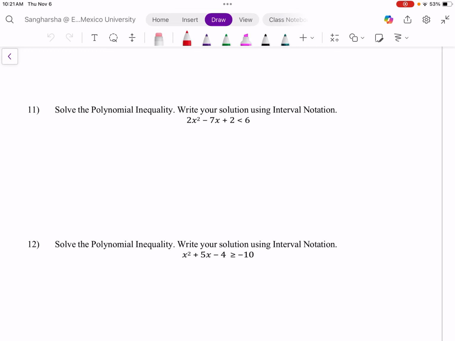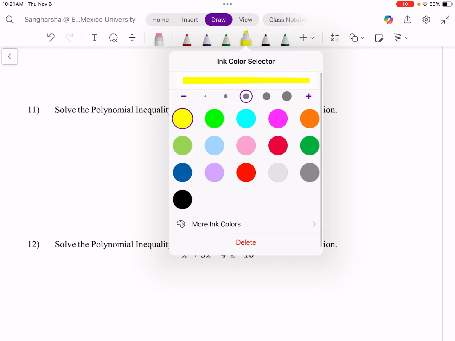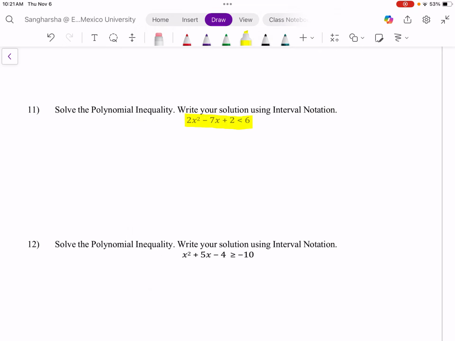Okay, so here we have our polynomial inequality, or quadratic inequality. What is the first step? We make 0 on one side. Now what side do you want to make 0? Let's make the right side 0. To make the right side 0, we have to get rid of positive 6, and for that we subtract 6 on both sides. So our inequality is 2x squared minus 7x, 2 minus 6, that is -4, less than 0. So this is our first step, making 0 on one side.